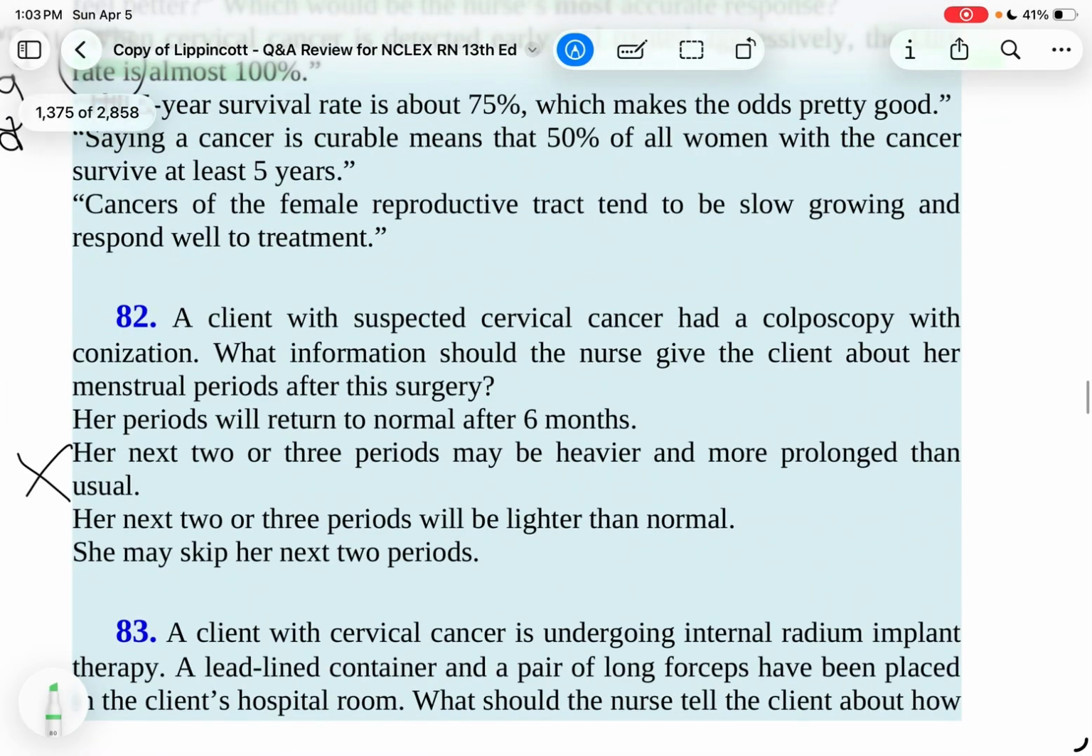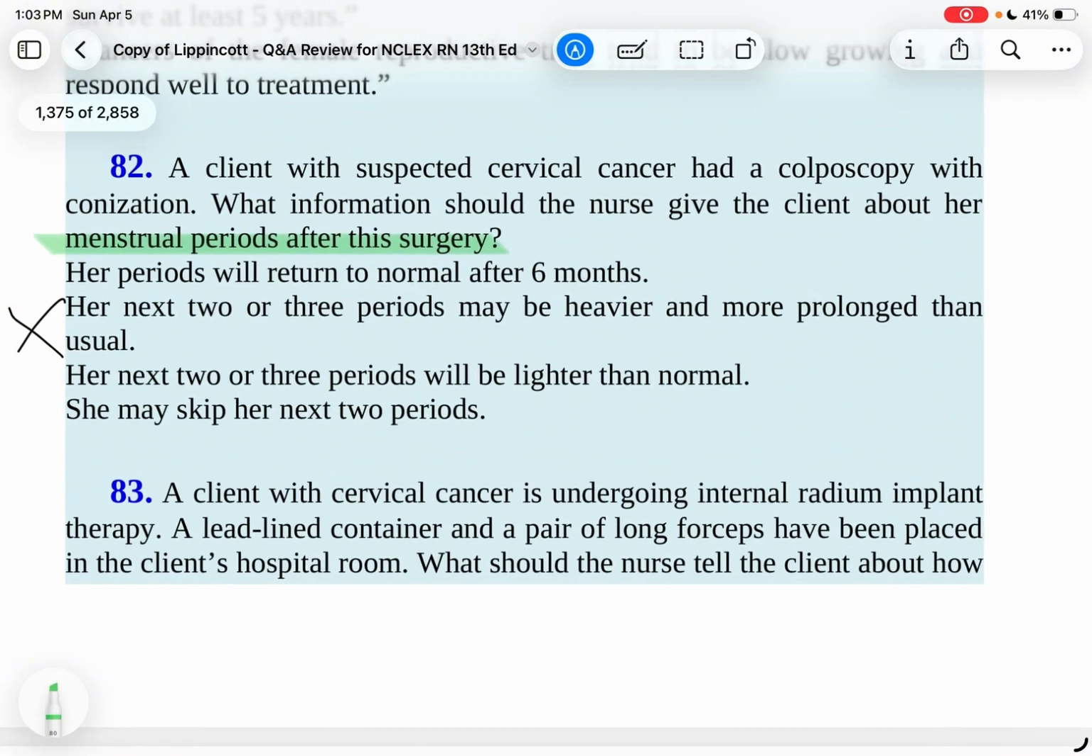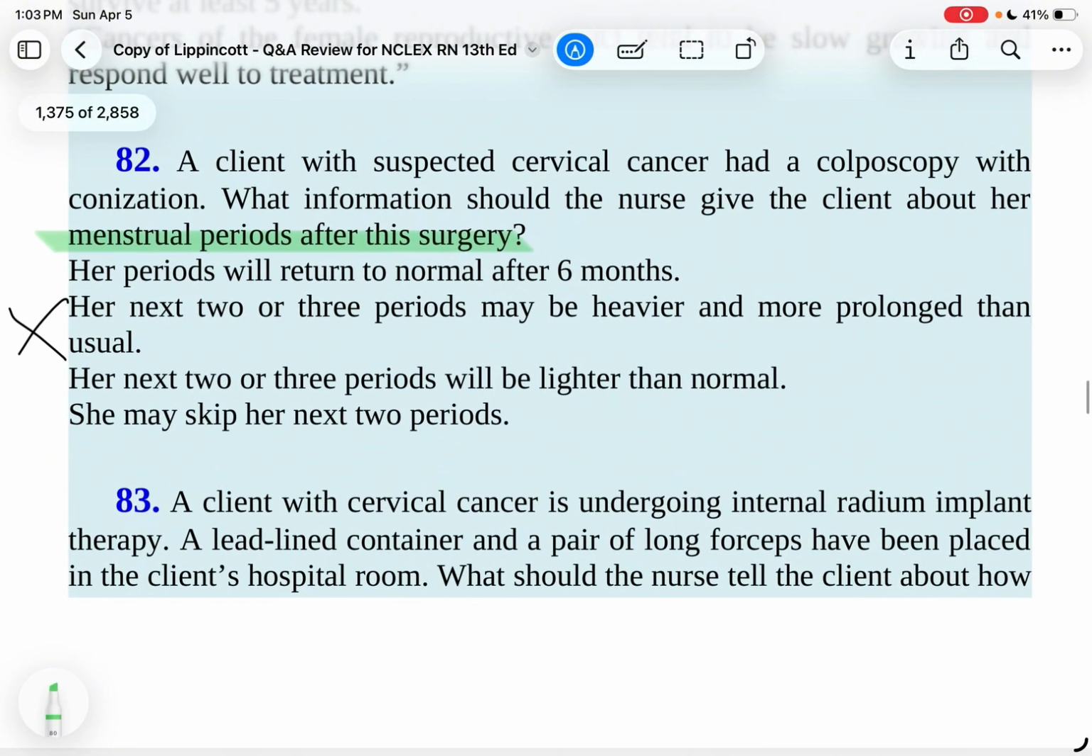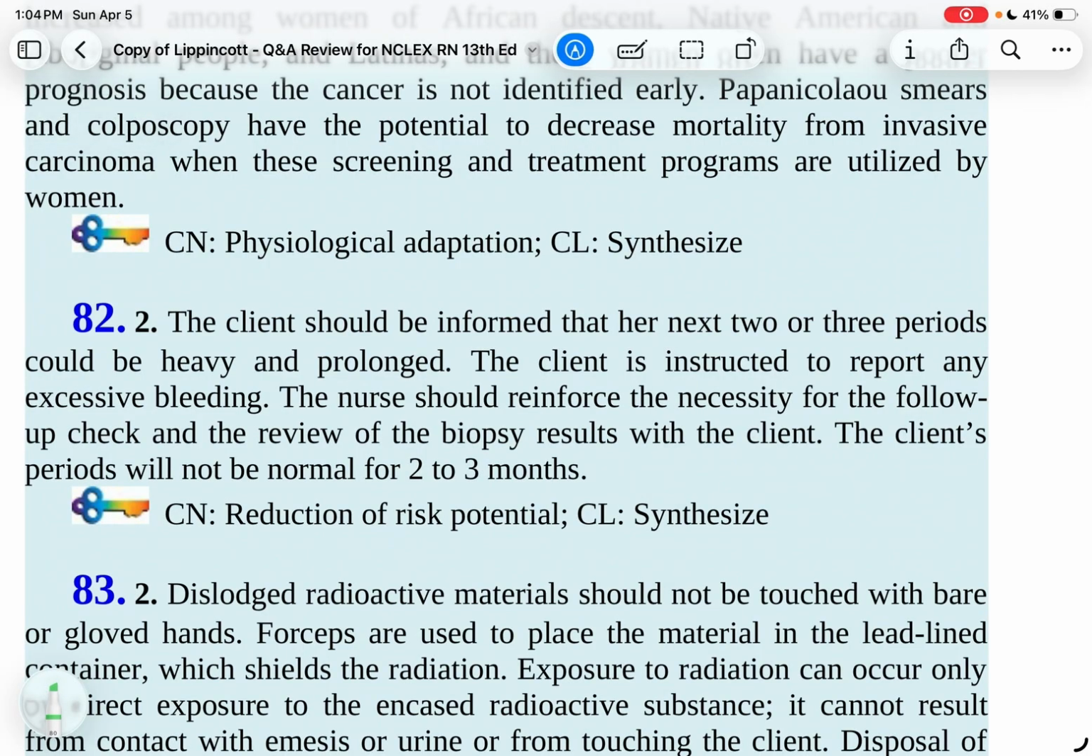A client with suspected cervical cancer has had a colposcopy with conization. What information should the nurse give the client about her menstrual periods after this surgery? Her next 2 or 3 periods may be heavier or more prolonged than usual. So that is what the nurse tells the client about her menstrual periods.